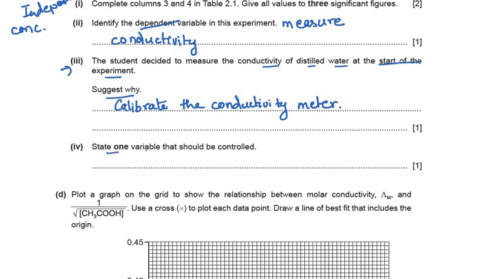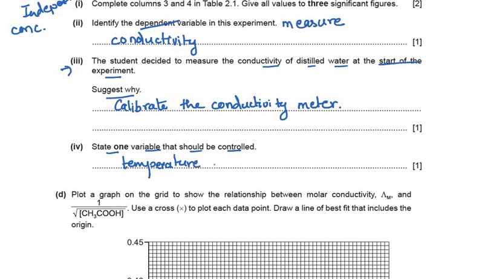Next is state one variable that should be controlled. Now what are we going to keep the same? The factor which we keep the same during the experiment, and one of the important things is the temperature, because temperature is going to change the conductivity.